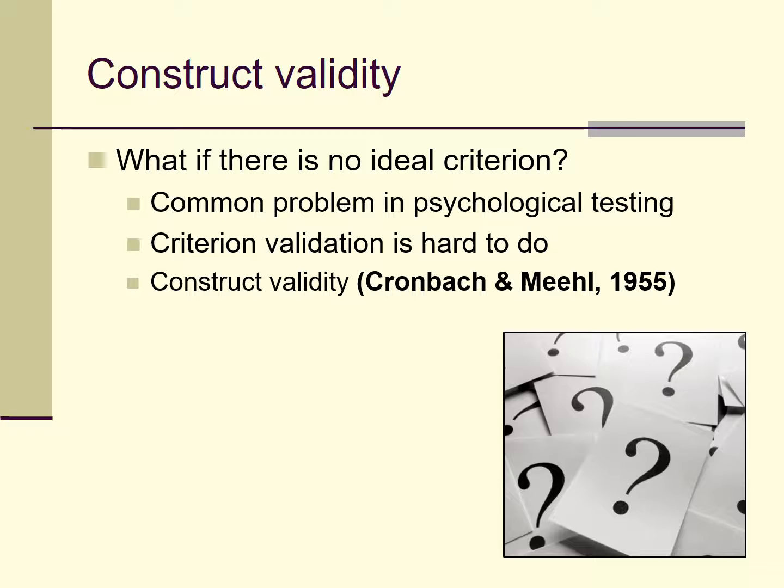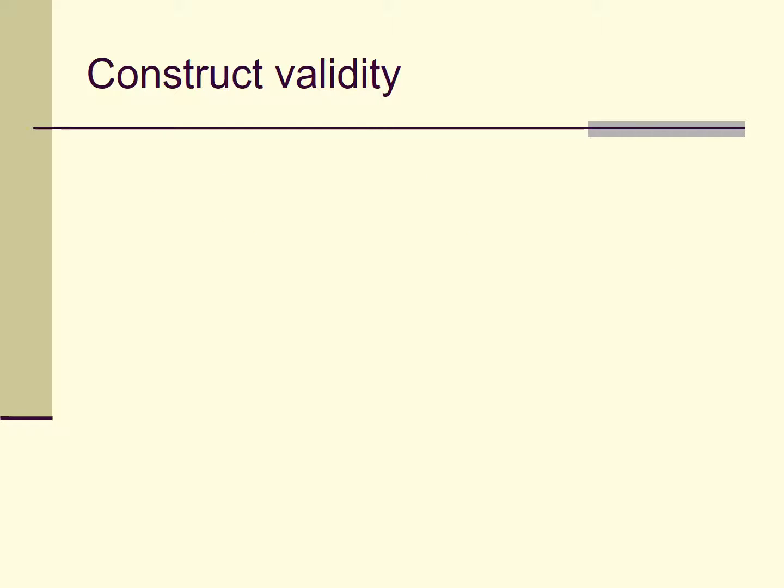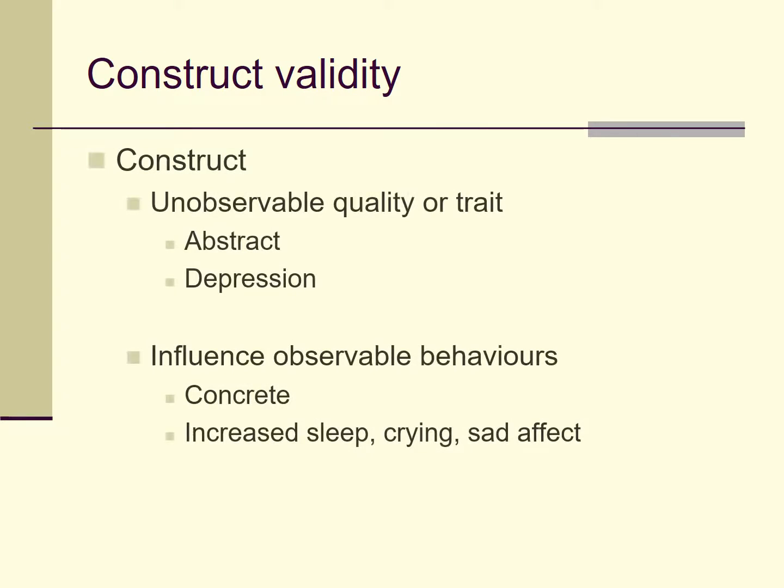Cronbach and Meehl, adapting some existing philosophy of science, argued at the time that there's this other way of thinking about validity, and they called it construct validity. Now, you've encountered construct validity before in other classes, I'm sure, but just by way of a quick review, let's observe that a construct is an unobservable trait or quality. So it's an abstraction. It's something which is difficult to identify in a discrete and concrete way.